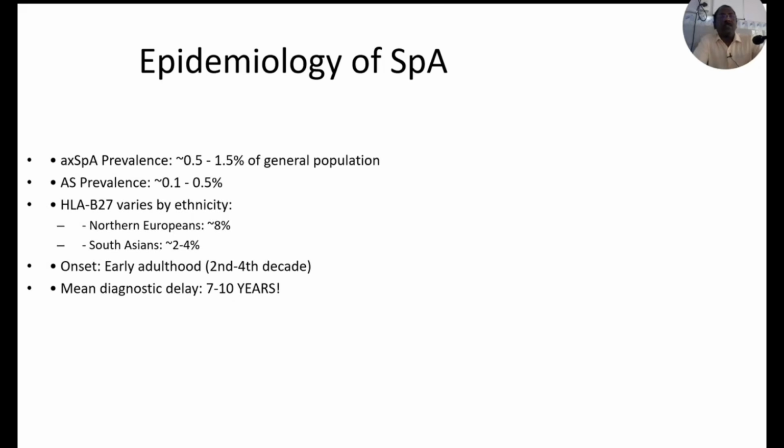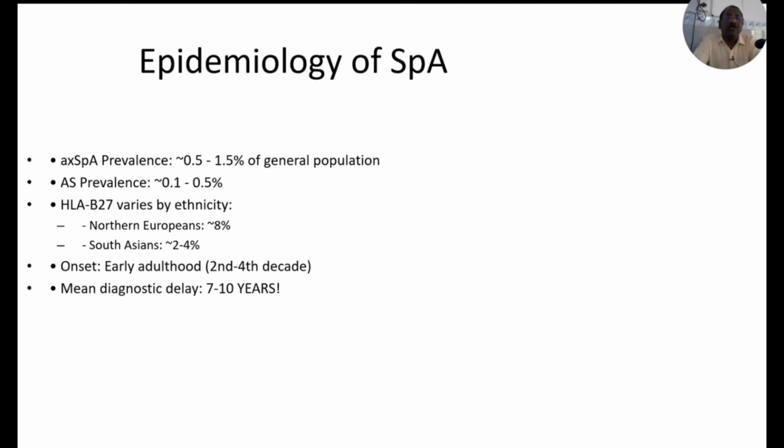Epidemiology of spondyloarthritis: the prevalence is very, very high. 0.5 to 1.5% is not a small one. It's a very big disease of the general population. Luckily, in South Asians it is 2 to 4%, when compared to Europeans, where 8% is common. But what is more important here is the onset of the disease. It's not a disease of the elderly, but a disease of young adulthood, in the second decade, third decade, and the fourth decade.